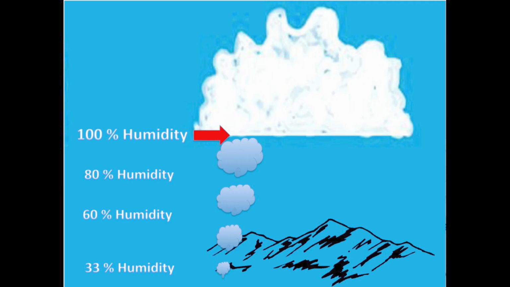Alright, in this next diagram you can see on the ground we've got our 33% humidity, and as the air bubble is going up, it's expanding as it's rising. The humidity is also growing. You can see 60, 80, and at 100% humidity is the beginning of the cloud.